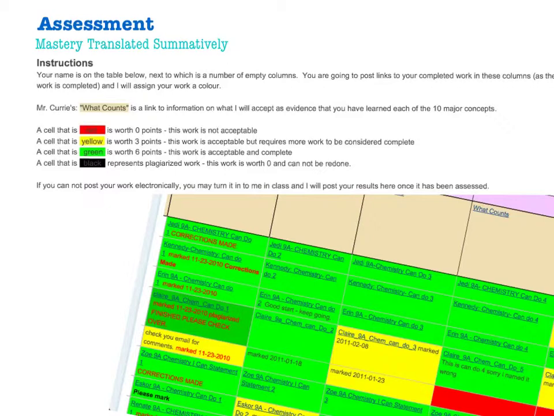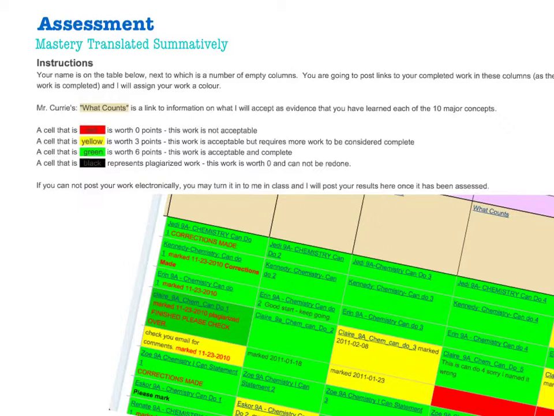Red meaning it wasn't submitted, or what was submitted was not the assignment. Yellow meaning there is something there that's missing that I think the student should be able to complete and needs to be able to complete in order for the assignment to be considered complete. And then a green is, what's there is great evidence that the student has learned the ideas that have been put forward.